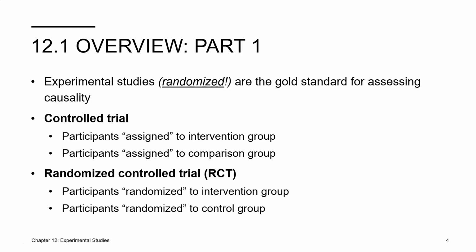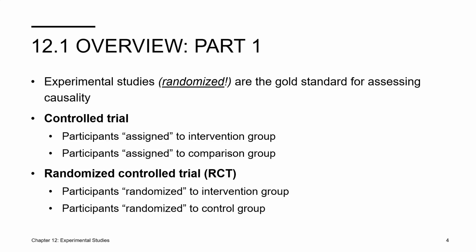Section 12.1 Overview. So experimental studies are considered the gold standard for assessing causality. They're usually called a randomized controlled trial. You may see them listed as a randomized clinical trial or RCT in general. A controlled trial is considered whenever a participant is assigned to an intervention group or assigned to a comparison group. So anytime people are assigned to these different groups, it's considered a controlled trial.